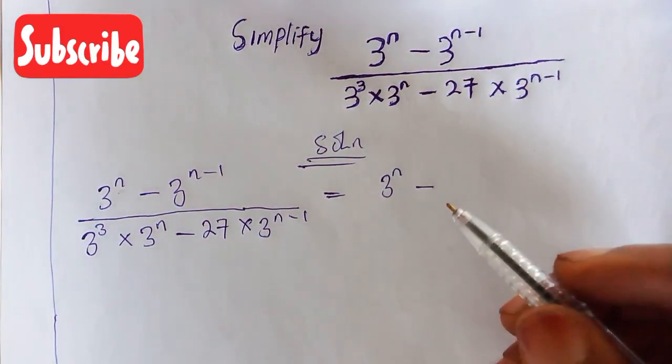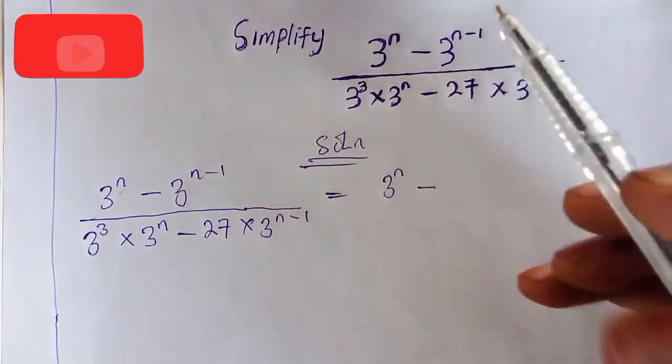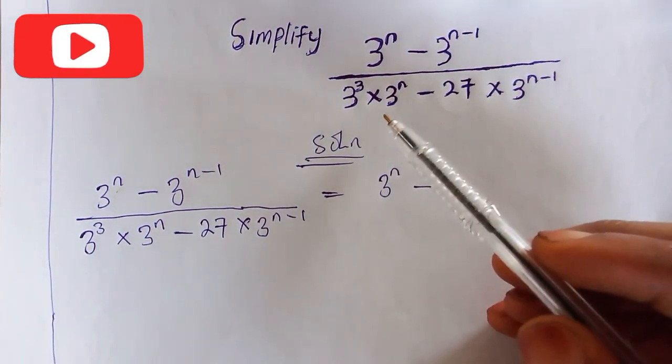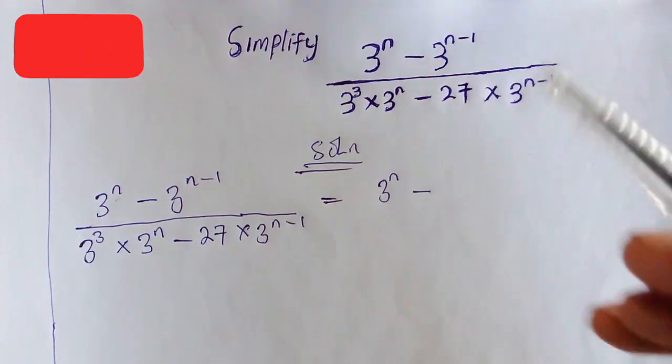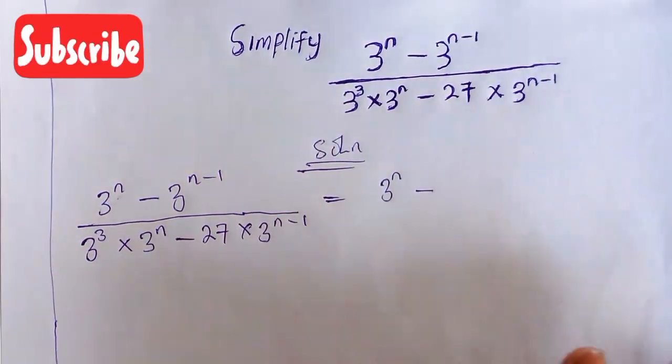You have a question here to solve. Simplify 3 raised to the power n minus 3 raised to the power n minus 1 all over 3 cubed multiplied by 3 raised to the power n minus 27 multiplied by 3 raised to the power n minus 1.